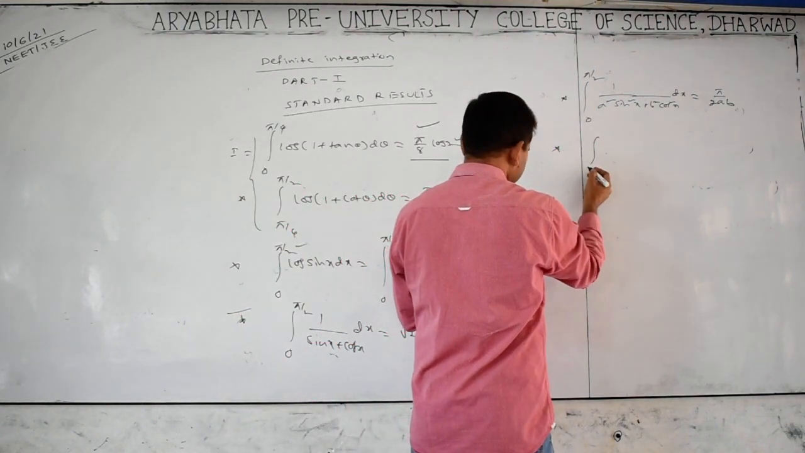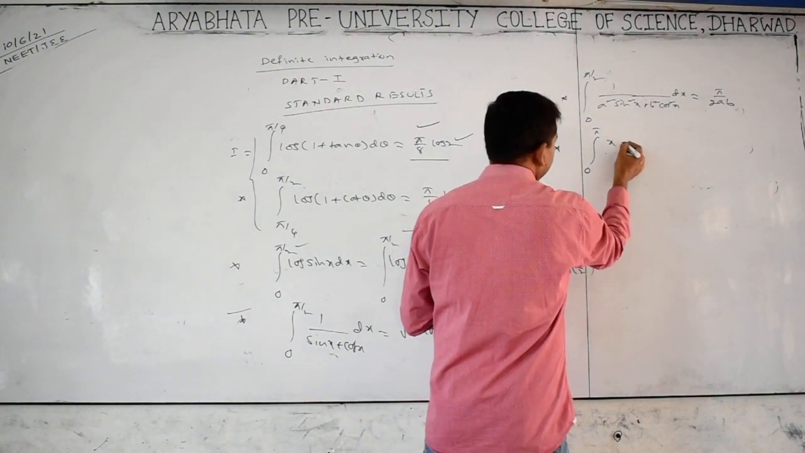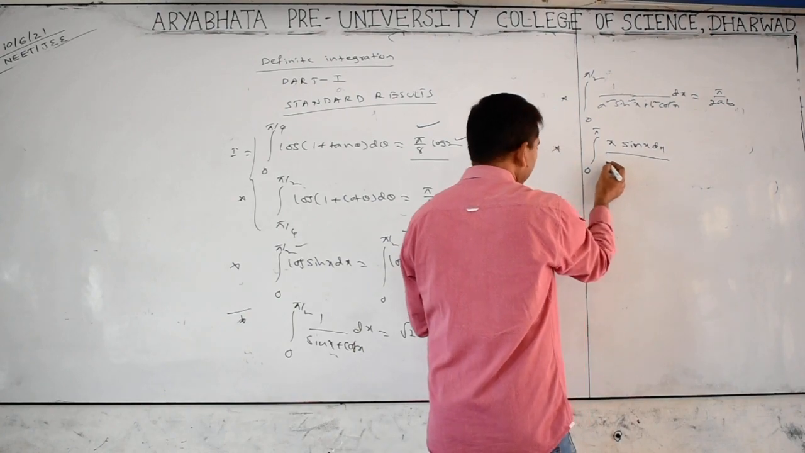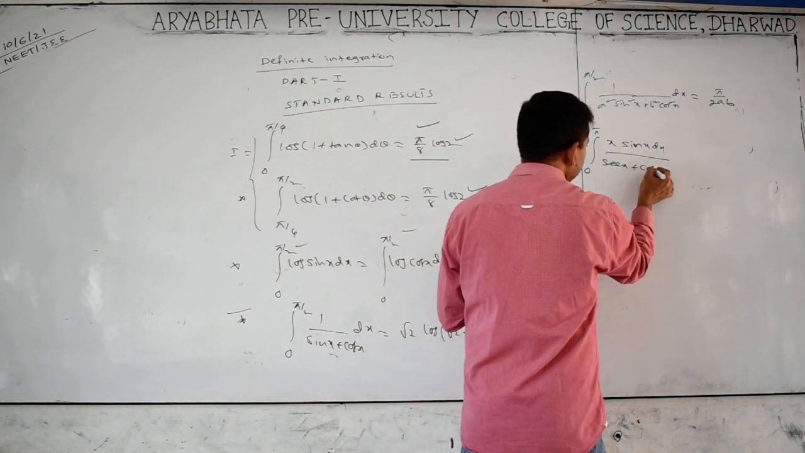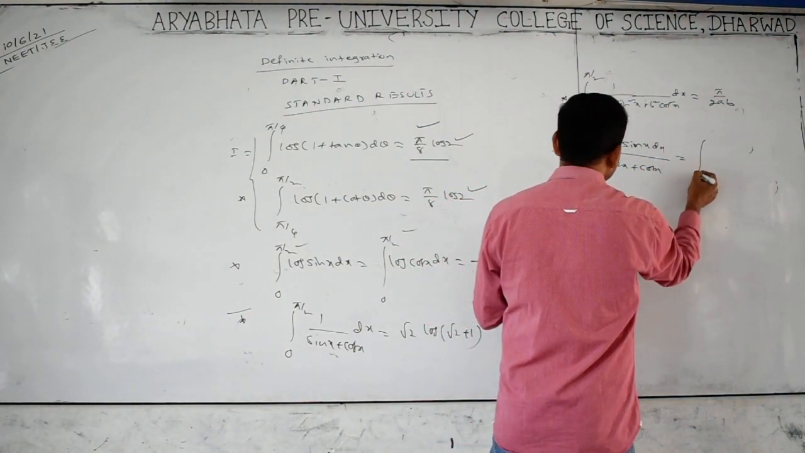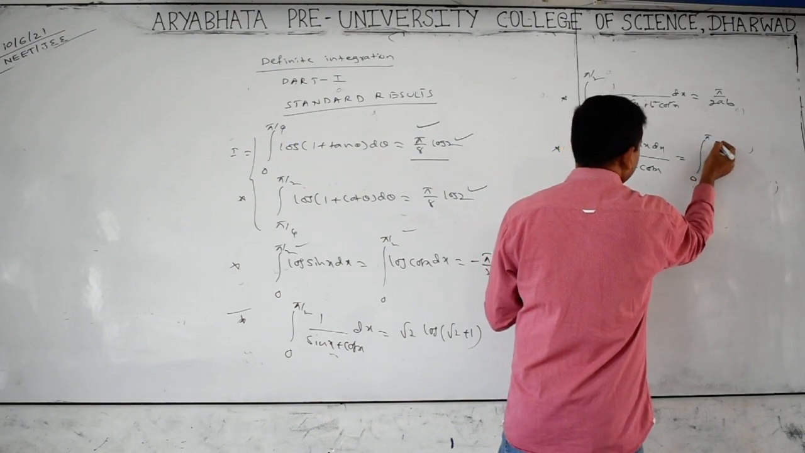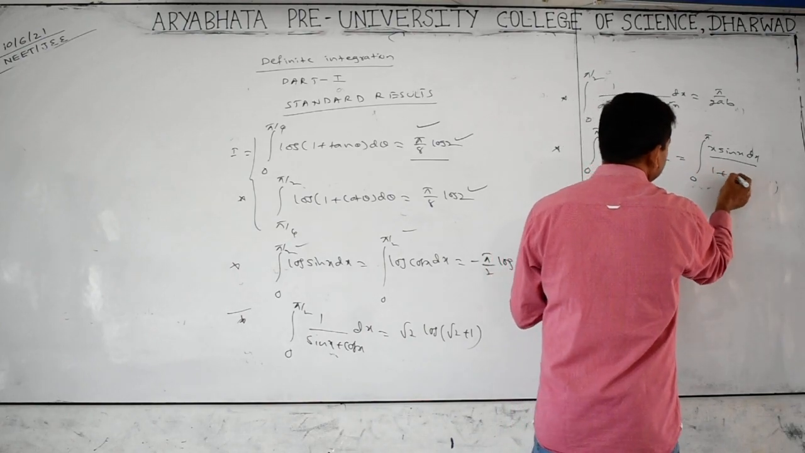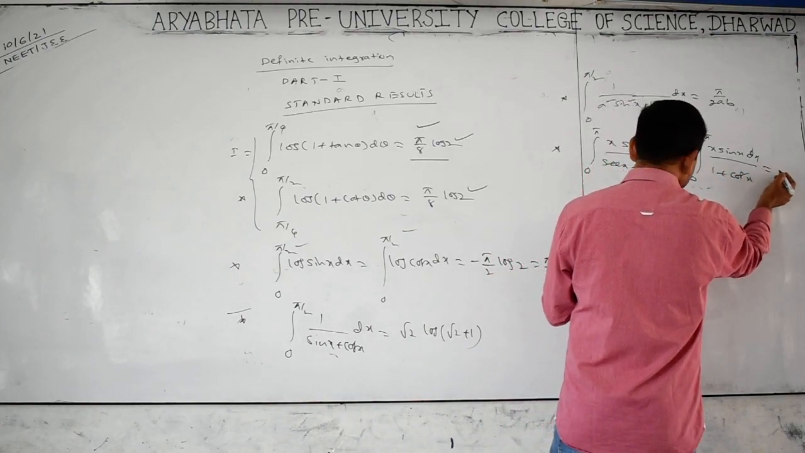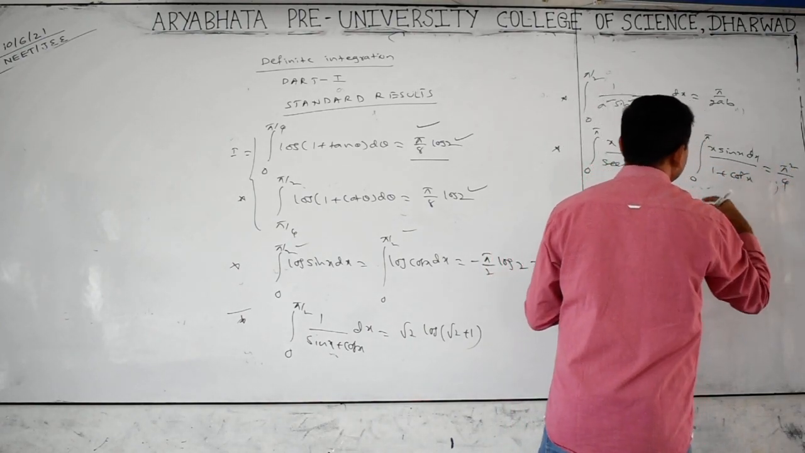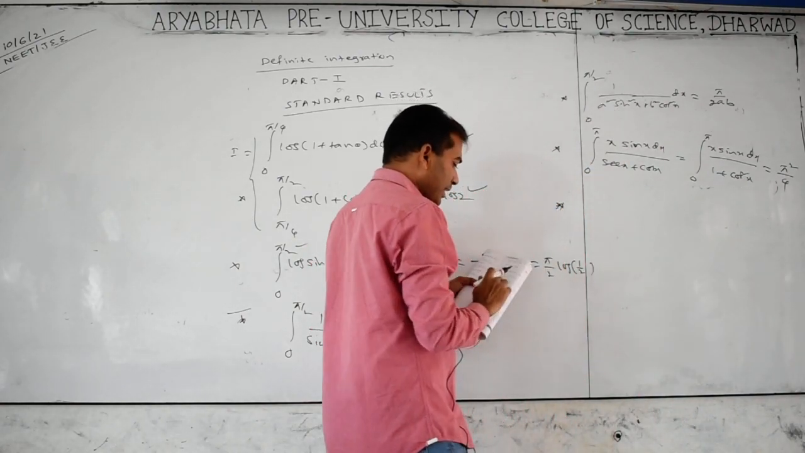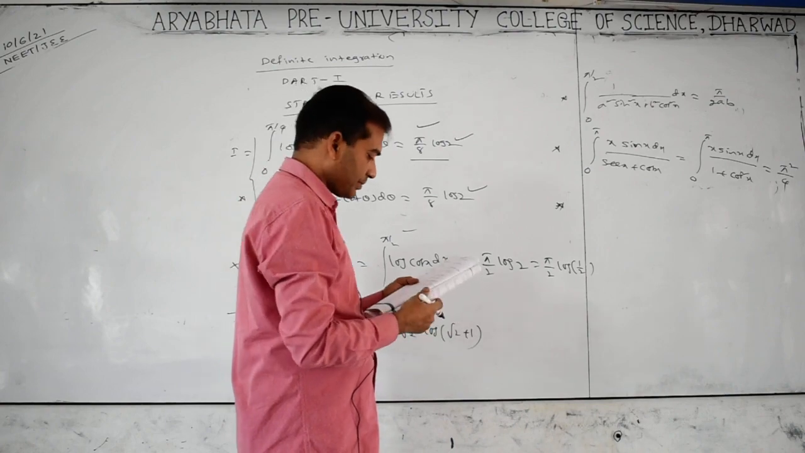Next, integration of 0 to pi x sin x dx by sec x plus cos x equals integration of 0 to pi x sin x dx by 1 plus cos square. For both, the answer is pi square by 4. You copy it. If you have material, then you can go through that.